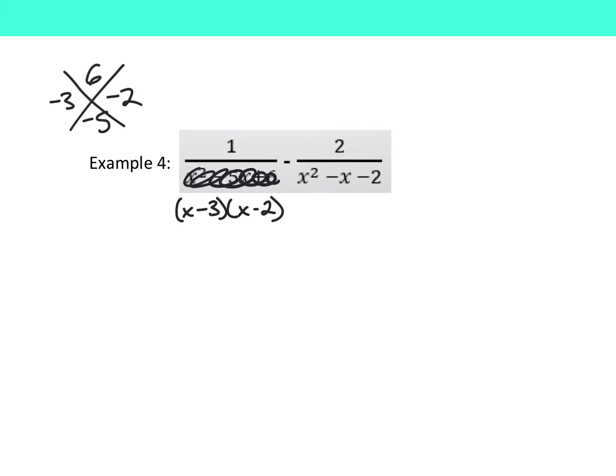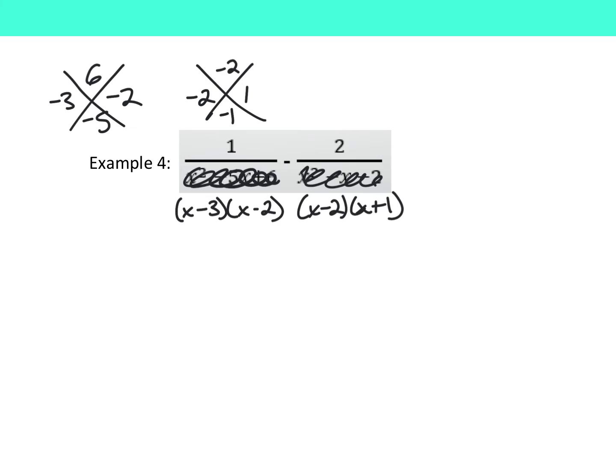Okay, what about the second one? Negative 2 on top, 1. Negative 2 and negative 1. And then negative 2 and then positive 1. Perfect. Negative 2, positive 1. X minus 2, x plus 1. And there we go. Okay, so we have factored both of these denominators.